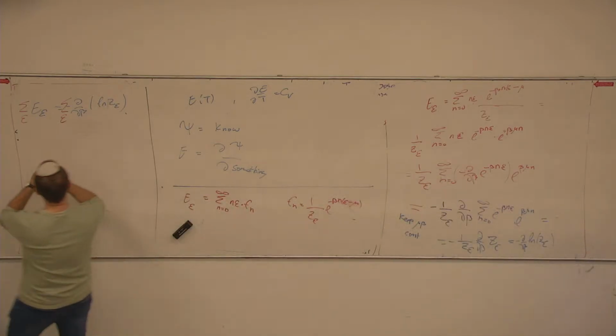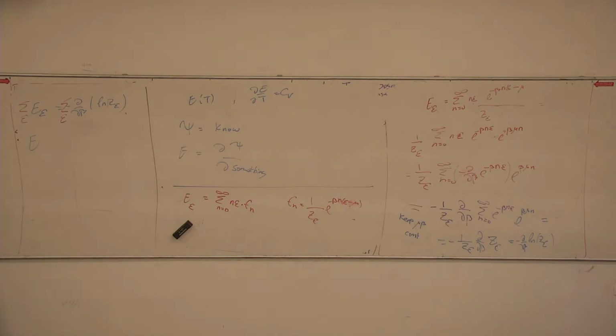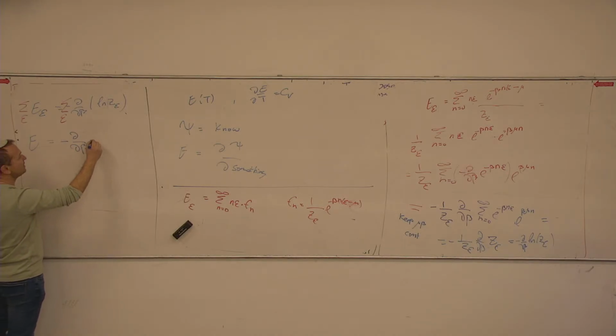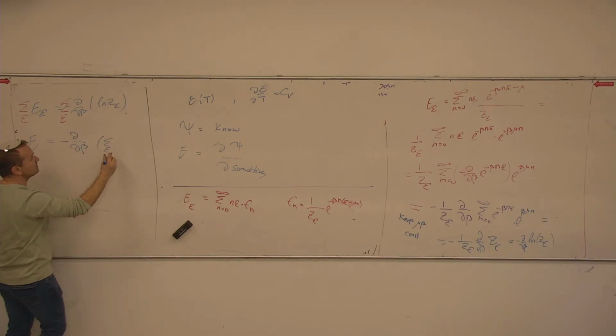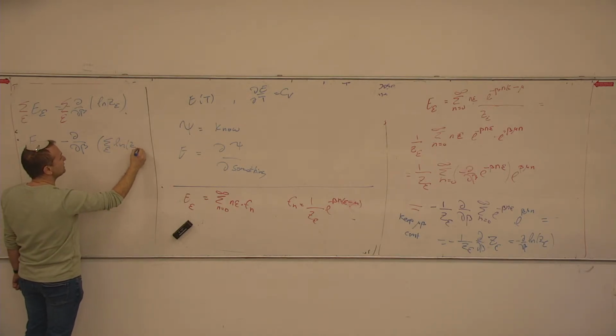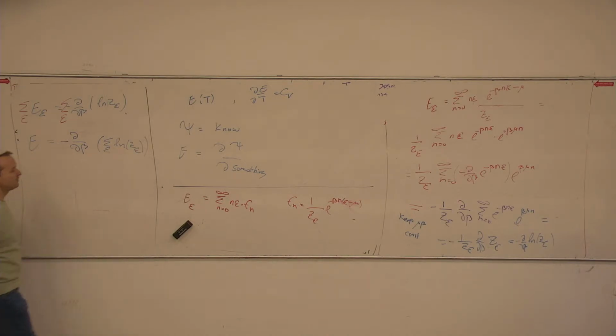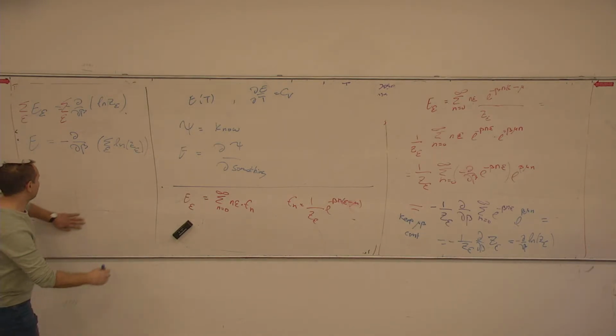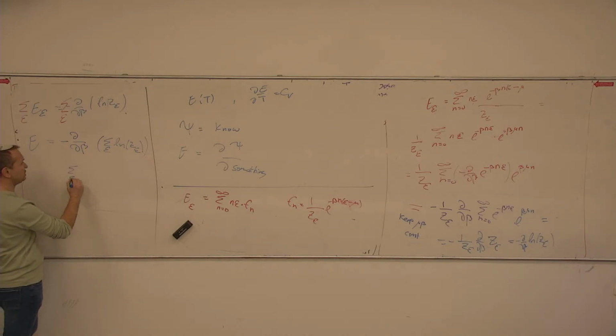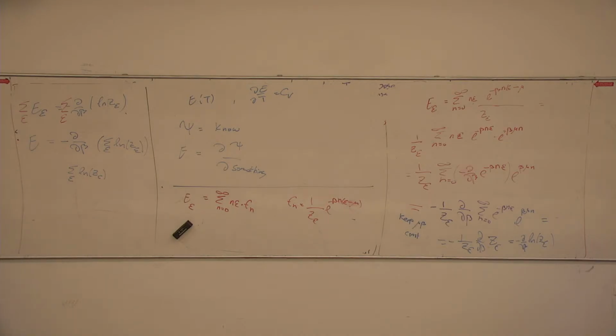Okay. So this is the guy that we wanted to compute, E. Here, we can switch the derivative with respect to beta and the summation. So it's minus d/d beta, summation over epsilon of log of z epsilon. Right? Okay. So what is the summation of log of z epsilon? Log of the product of the z epsilons.